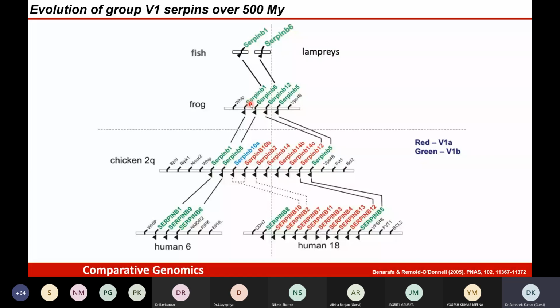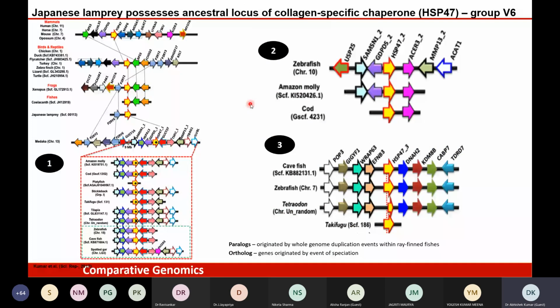What we identified is that Japanese lamprey has a locus, where the yellow one is the HSP47 with respect to human. And this locus is also carrying P2RY6, and P2RY6 is conserved in this locus, and it can also be found in the other fishes. You've identified that this is conserved, where you will get some more genes, and this is the first cluster. And in fishes, this cluster is maintained.